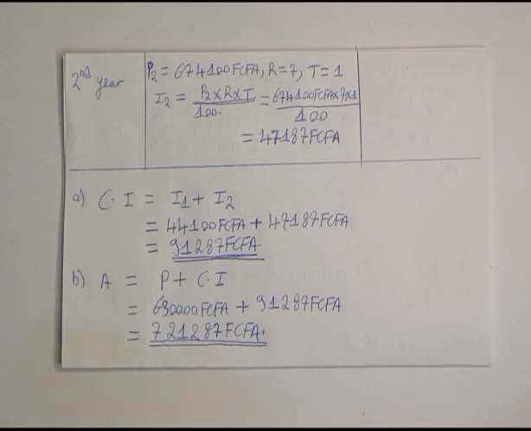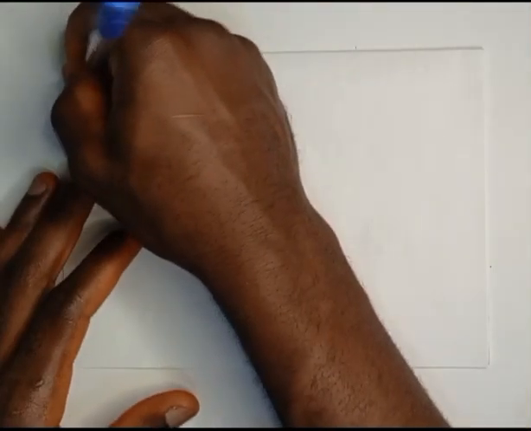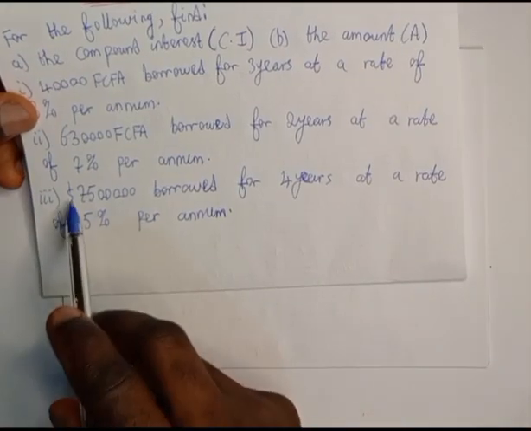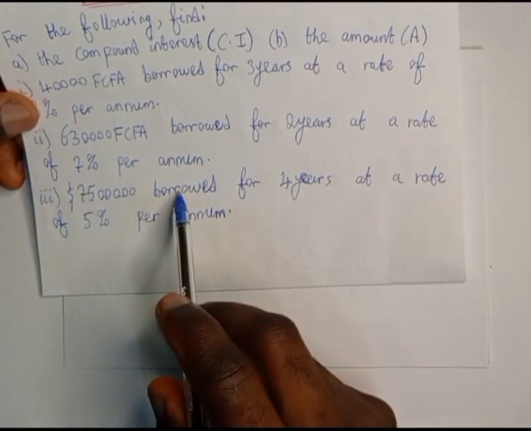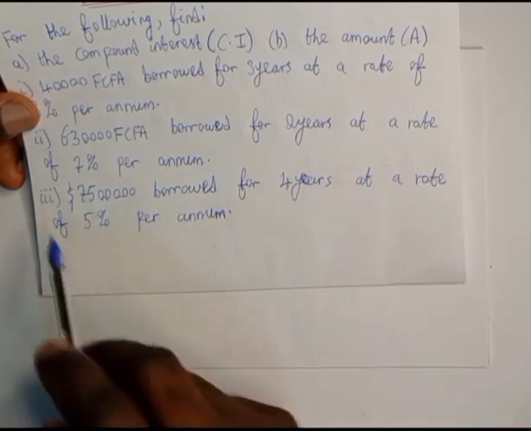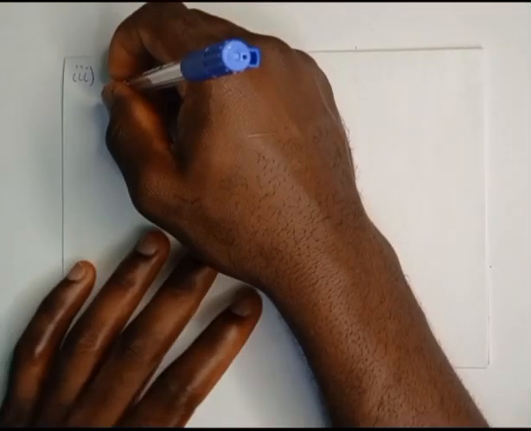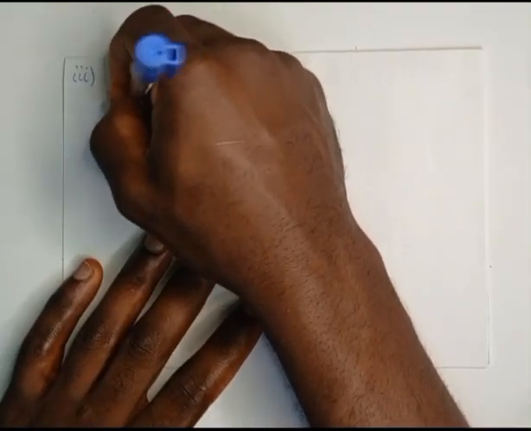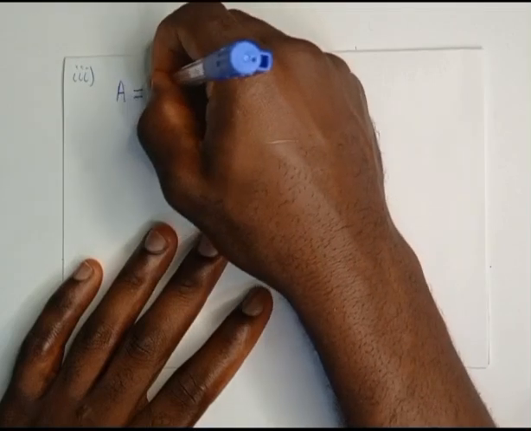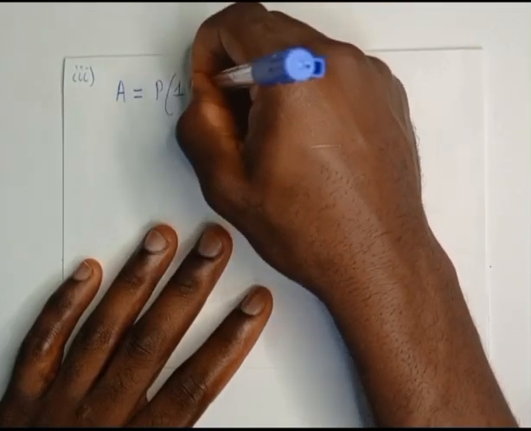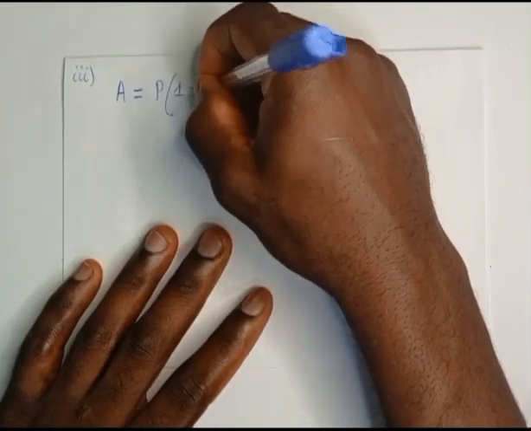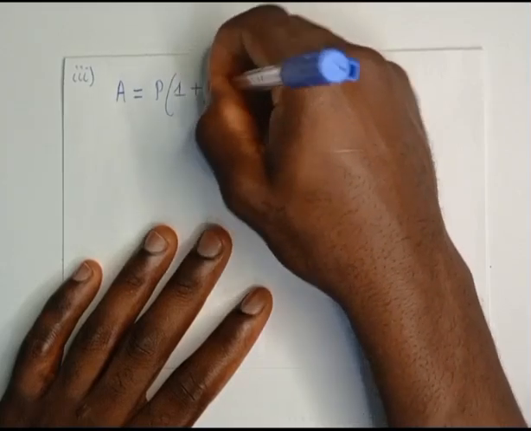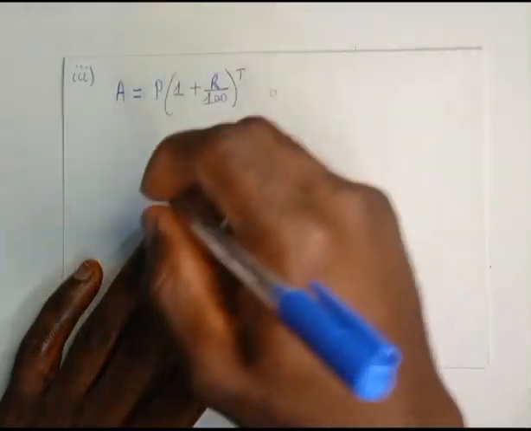We go now to 3I. For 3I, $7,500,000 borrowed for 4 years at a rate of 5% per annum. We are going to answer this question by making use of the formula. We know the total amount is simply equal to the principal times 1 plus the value of the rate R, divided by 100, and we raise all this to the power T.